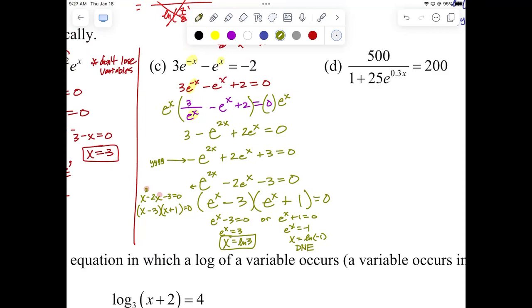Okay? There you go. If you see one like that on a test or a quiz or your homework, that's what you're going to do. Just bring the negative exponent to the bottom and then get rid of the fraction by multiplying both sides. Write it in descending order, and it should turn into a factorable quadratic for you.